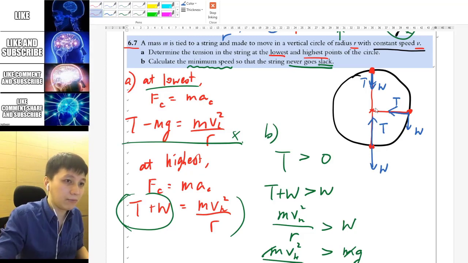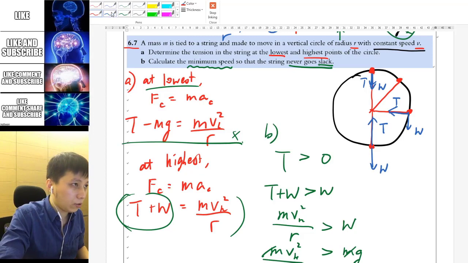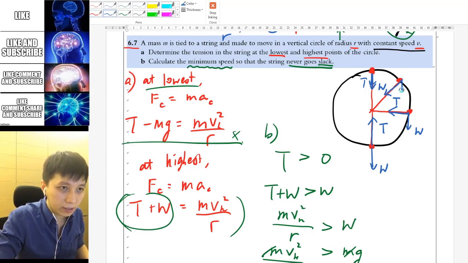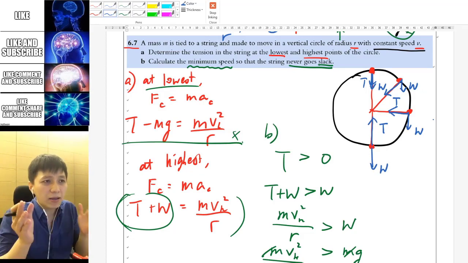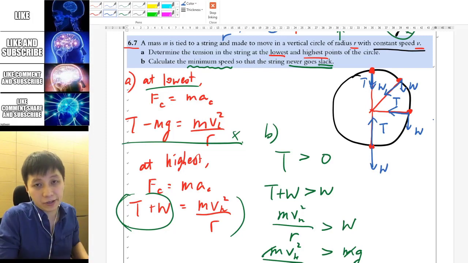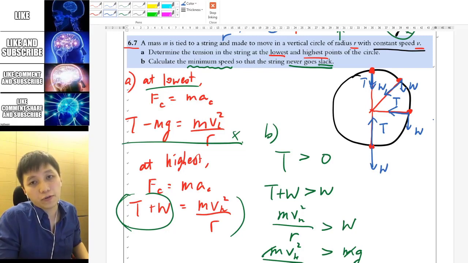That applies the same when you are here, for example. You can also see that the tension will be pointing to the center, but then the weight is going down. So once again, you can never balance it. And so you may ask, does that actually mean vertical circular motion can never be uniform? The answer is no, it can be uniform.